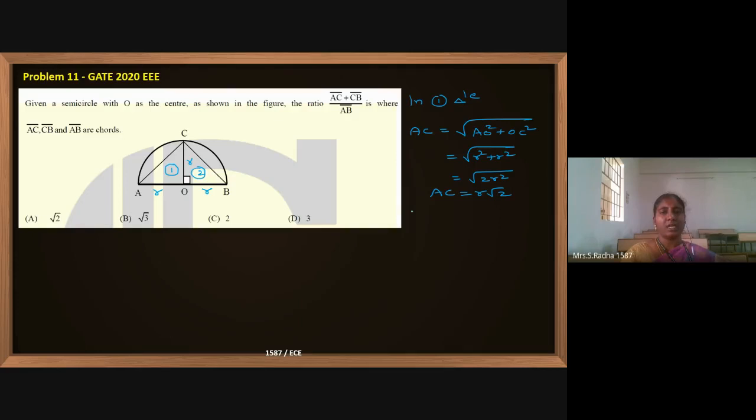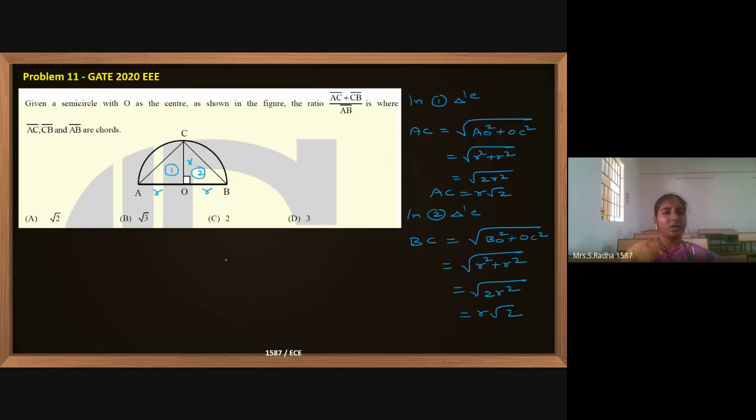Similarly, in the second triangle, I will calculate the length of BC, or CB. It is nothing but the square root of BO square plus OC square. This is a radius and this is also a radius, so the square root of 2 times R square, which is R into square root 2, is the value of BC.